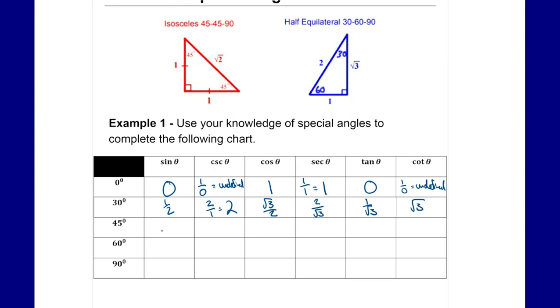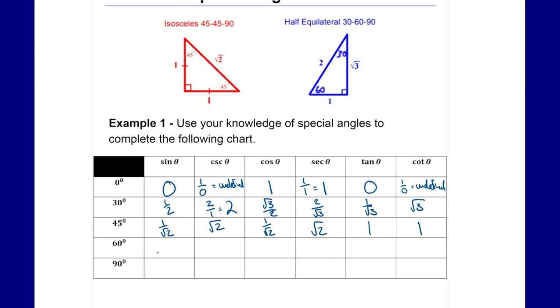For 45 degrees, we have, for sine, opposite over hypotenuse, 1 over root 2. So for the cosecant, we flip that, the reciprocal, or just root 2 over 1, same idea. Cosine of theta, adjacent over hypotenuse, so 1 over root 2 again. The secant, we flip it, becomes root 2, or root 2 over 1. Tan, opposite over adjacent, is 1 over 1, and when we flip that for cotangent, it's also 1.